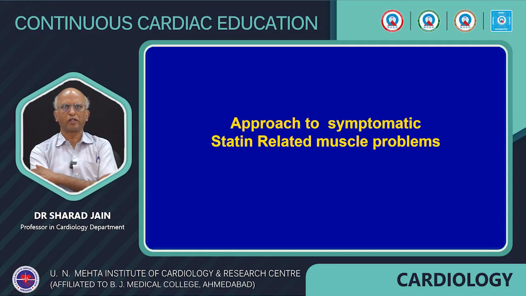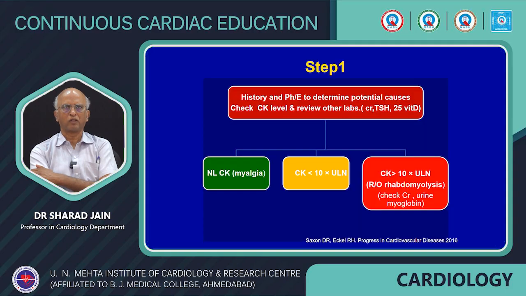The approach to symptomatic statin related muscle problems is to take the history, do the physical examination to determine potential causes, check CK levels and review other labs, that is the creatinine, TSH, vitamin D level. If the CK is normal, then it is myalgia. If the CK is less than 10 times the upper limit, then it is myopathy. But if the CK level is more than 10 times the upper limit, you should rule out rhabdomyolysis. It is an alarming serious condition. Immediately check the creatinine and urine myoglobin.